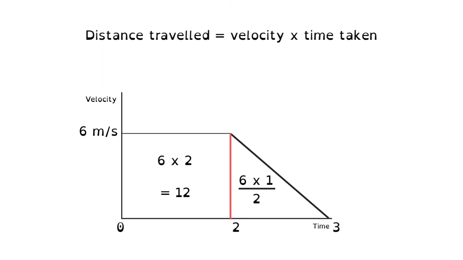And then for a triangle, half base times height. Height is 6, width is just 1, divided by 2, so 3. So total distance travelled is 12 from the square, 3 from the triangle, which then gives a total distance of 15 meters travelled from the start to the end.